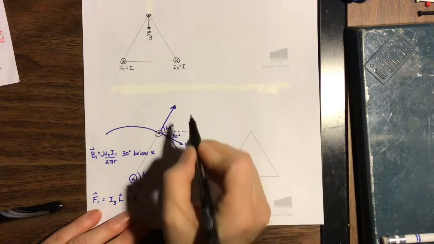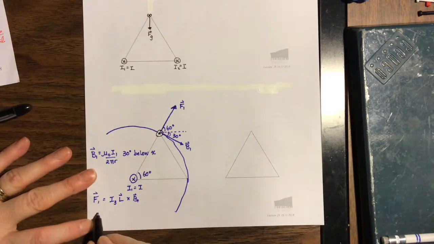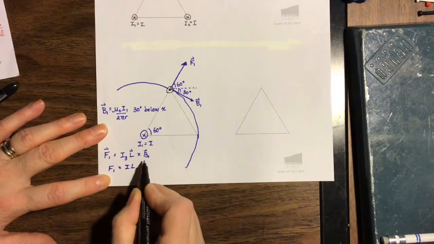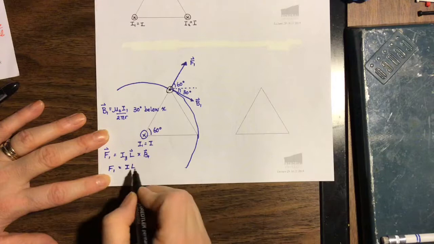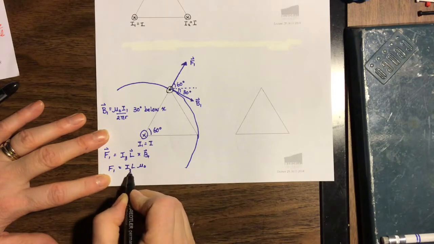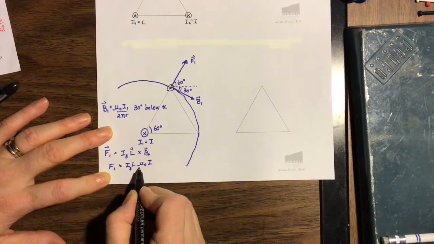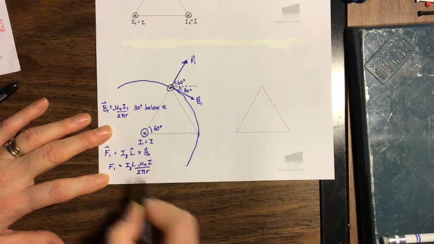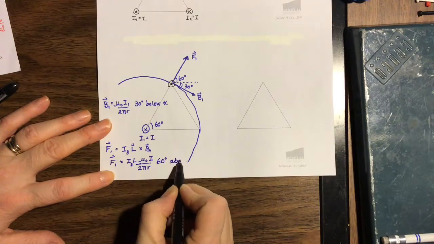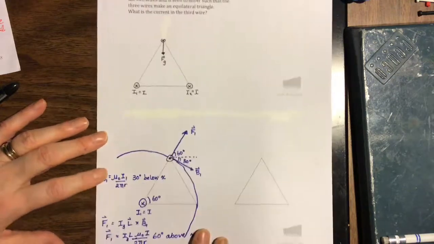So there's F1. And then the magnitude of F1 is equal to I3 times the length of the wire times magnetic field B1, mu naught, so I3 has a magnitude of current I3, which eventually we're trying to figure out, mu naught times I1 we just called I, over 2 pi r. It is a vector and it's 60 degrees above x. So there's our force on this wire due to this magnetic field created by this wire.